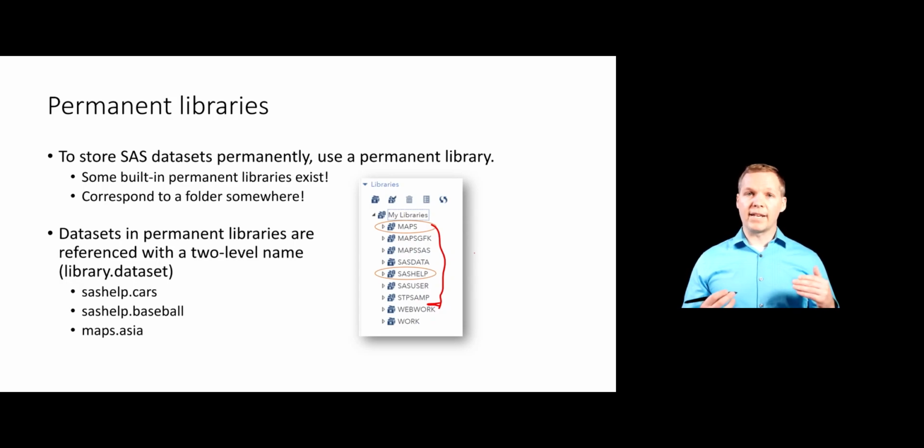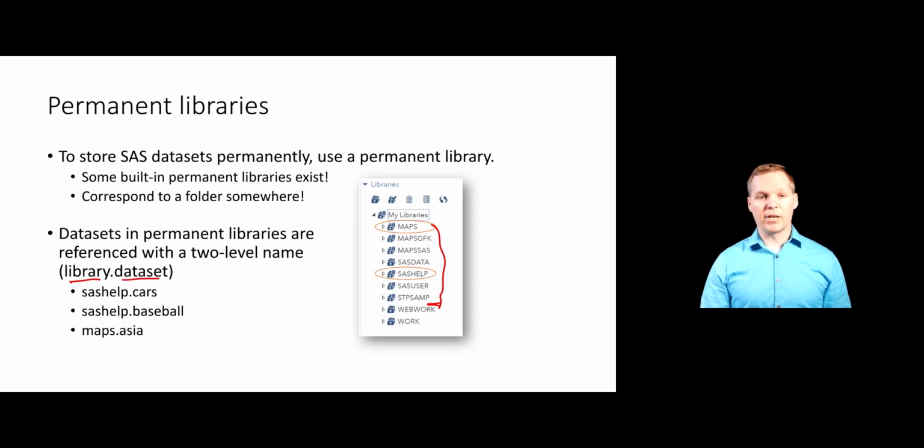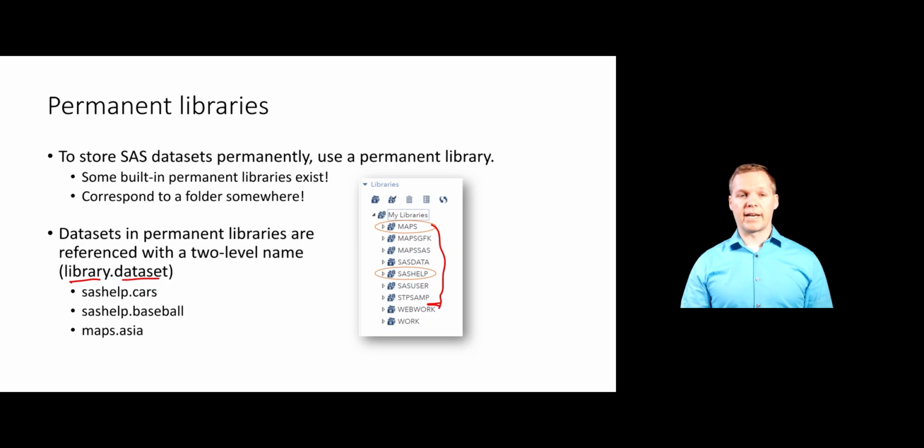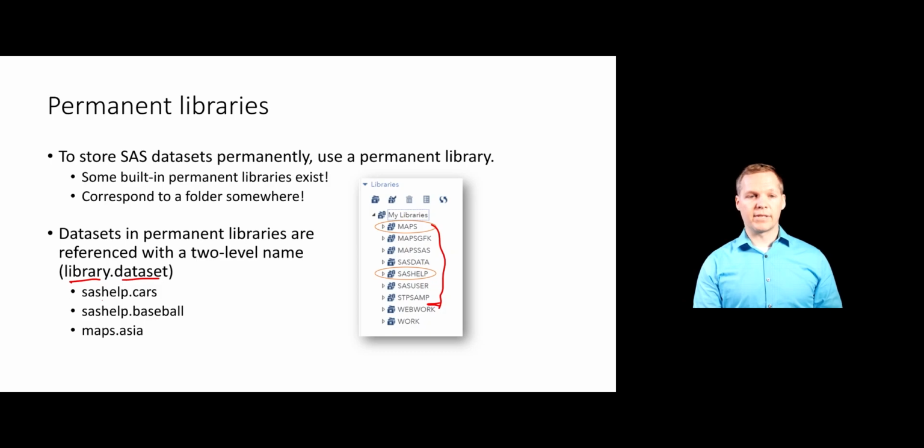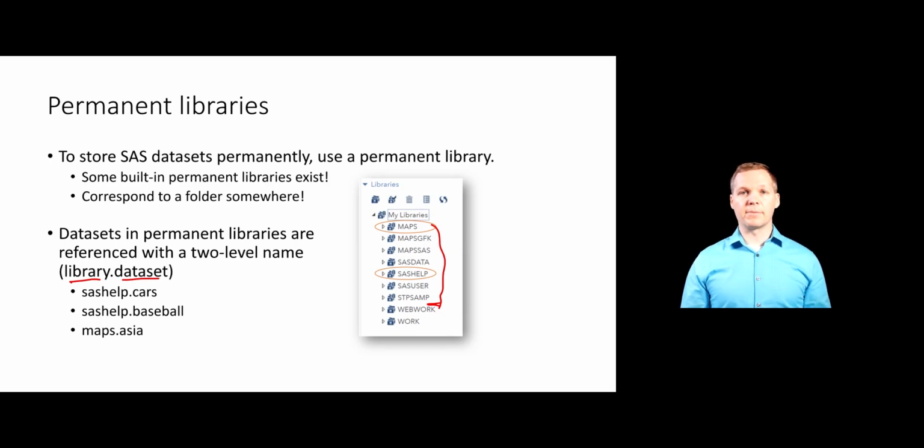So again, the datasets within here are going to be kept whenever you close your SAS session. And how we reference these datasets is through what we call a two-level name. The first thing is the library, followed by a period, and then the dataset within that library that we want to access. We've already seen how to do this a little bit. There's the sashelp library that has different SAS help datasets. If you wanted the cars dataset from there, you would do sashelp.cars. You might do sashelp.baseball if you want to access the baseball dataset, and maps.asia to access the Asia dataset within the maps library. Again, every one of these files is a SAS dataset, so a .sas7bdat file.